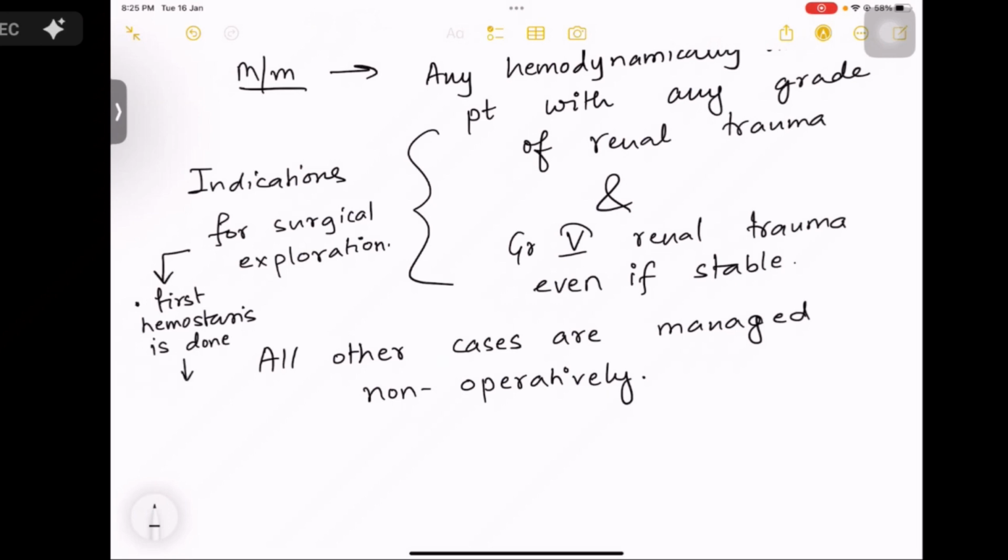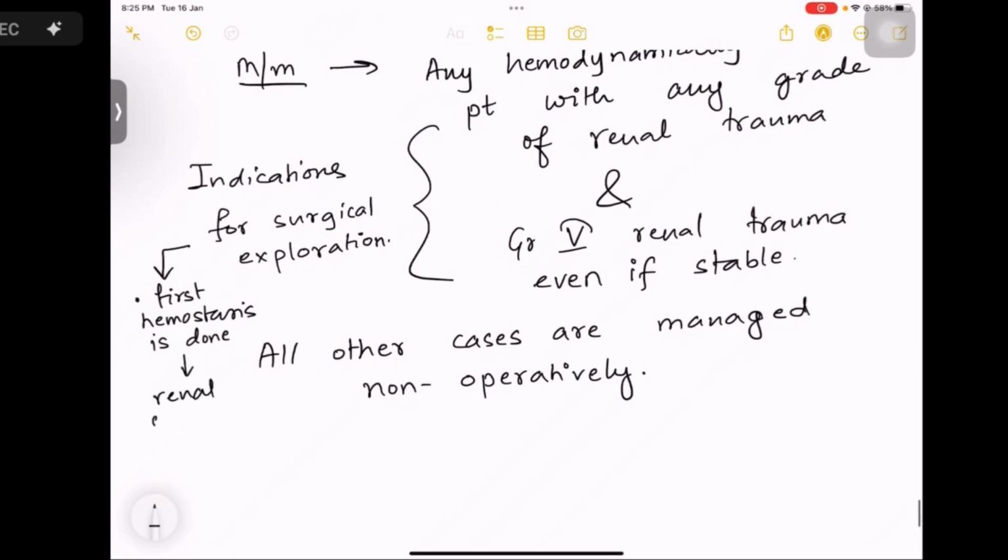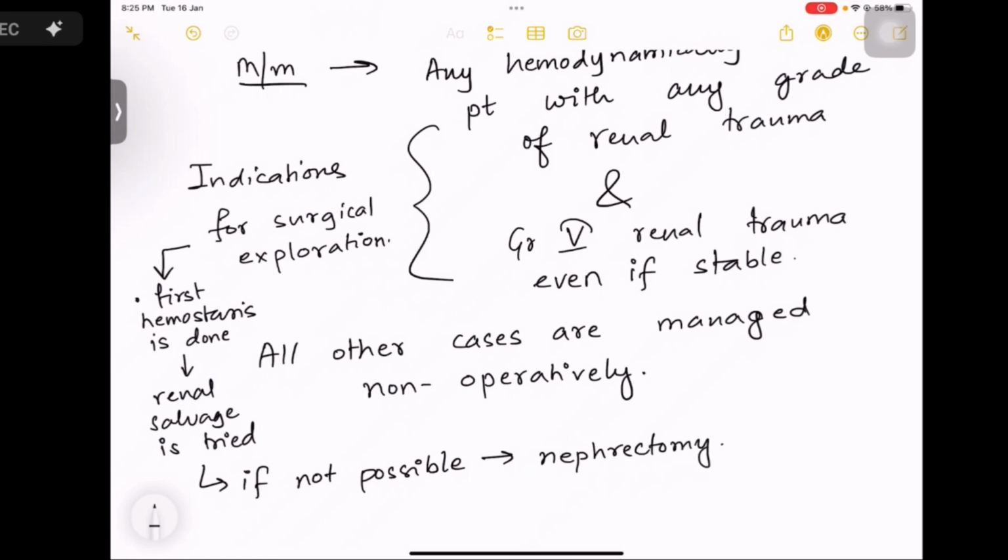This is all about the topic of renal trauma. What causes it? What are the levels? The presenting points of the patient? How you're going to diagnose it? And finally, how you're going to manage a case of renal trauma.